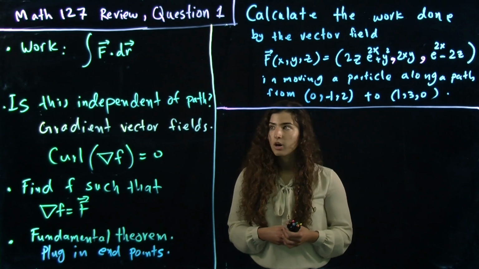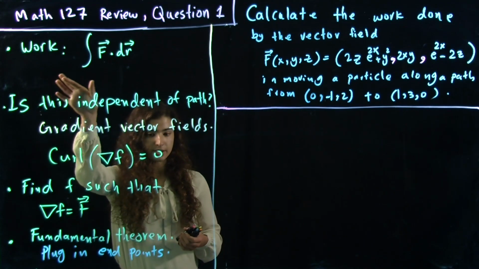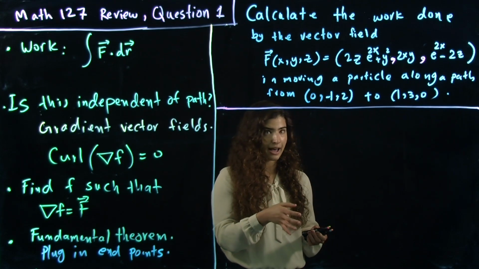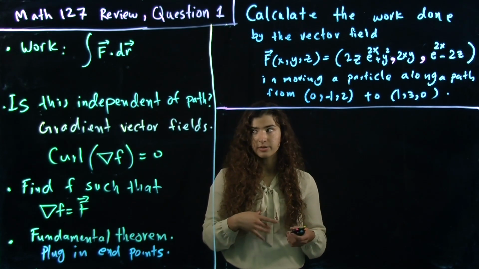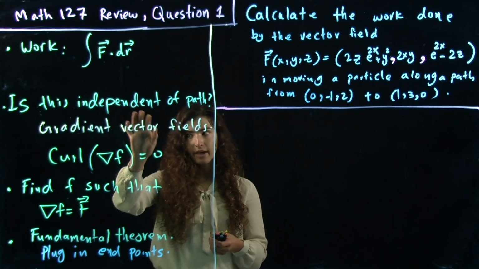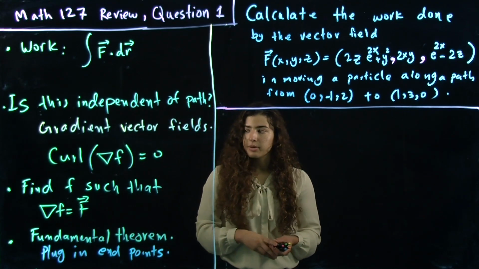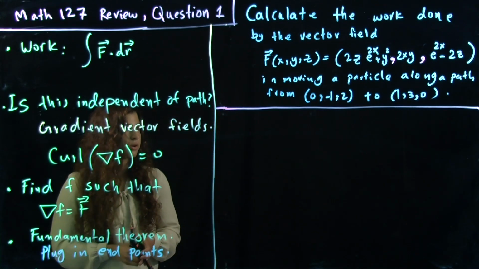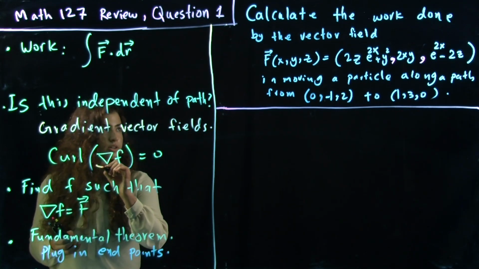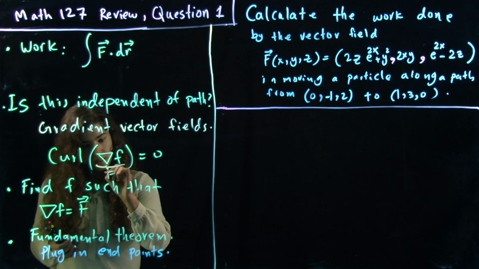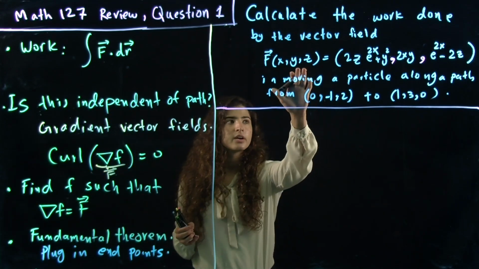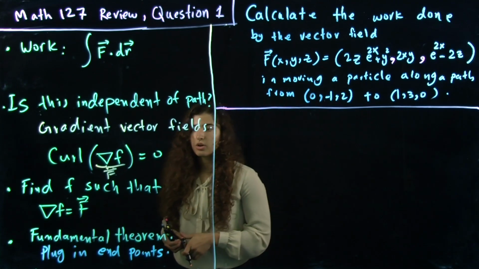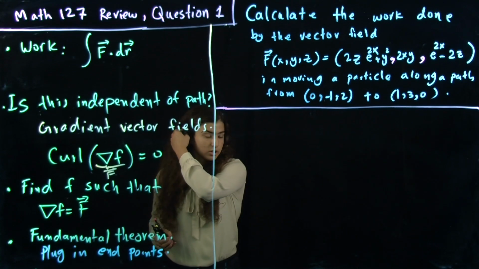Okay, and so we have to recall that work is this line integral. The first thing that we're going to do now, because I'm not really seeing a path, is check whether or not this is independent of path. To do that, we have to make sure that the curl of the gradient vector is equal to 0. In this instance, the gradient vector is the vector field that's provided to us in the question. And so what we're going to do is find the curl of that.